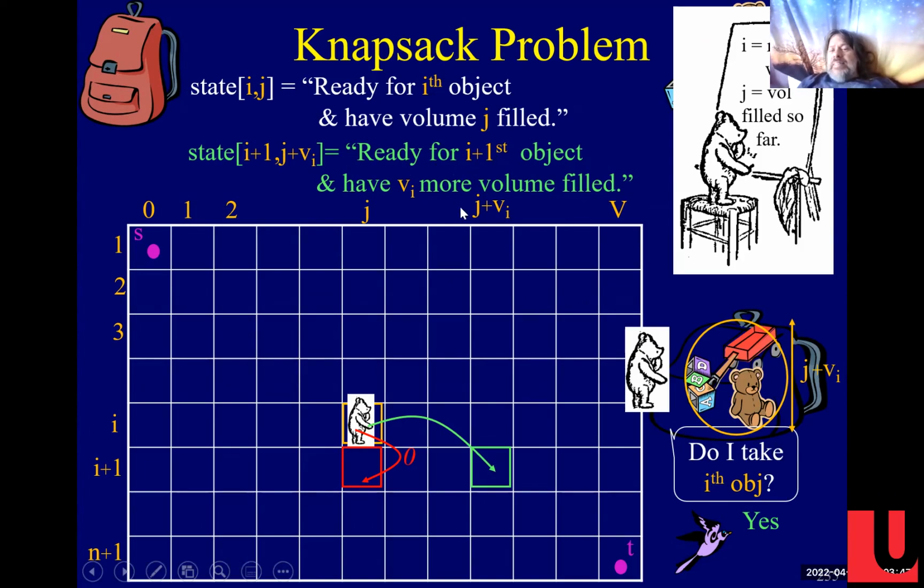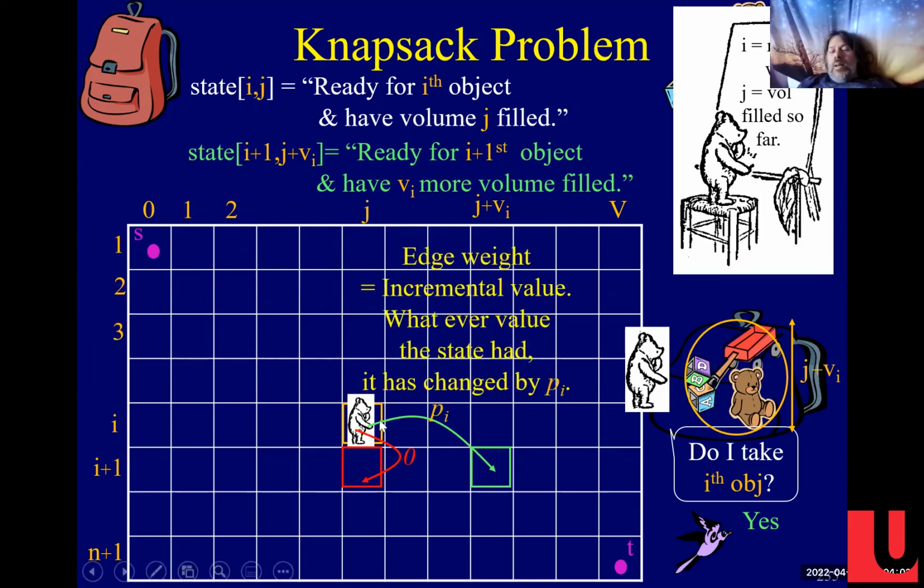And his knapsack has volume VI bigger than it was before, right? So this shifted over by integer 1, 2, 3 up to VI, and it went down by 1, right? Now, what is the incremental cost to our solution? Well, our solution went up by the price of the object, right?